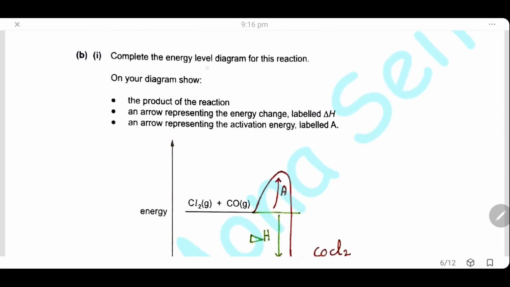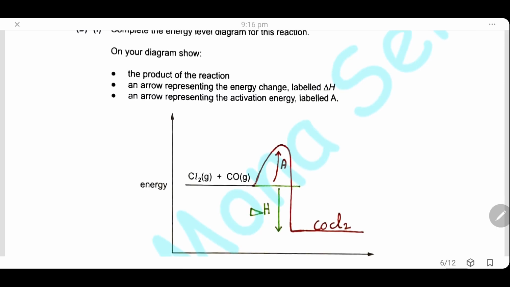Question B. Complete the energy level diagram for this reaction. On the diagram, you have to show the product of the reaction. Here it's an exothermic reaction, so the product has to be at lower energy level than the reactant. So we will go down here to draw the product at lower energy level. Then you have to show an arrow representing the energy change labeled delta H. Delta H, an arrow going down to represent that this energy is released. The difference, delta H, is the energy of the product minus the energy of the reactant.